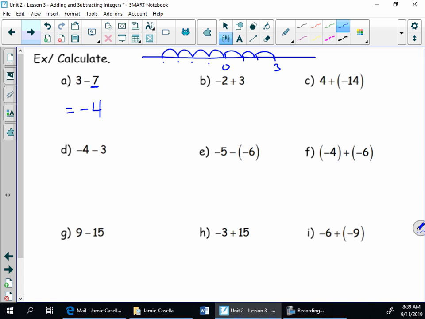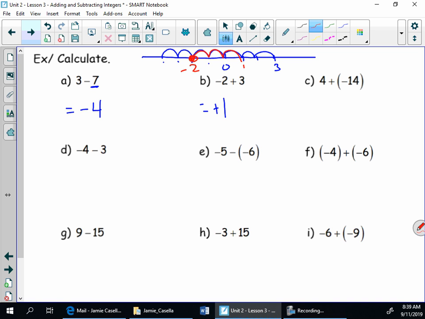And let's try B here. Negative 2 plus 3. I got a negative and a positive. 3 is bigger, so it's going to be a positive answer. And how far apart are 2 and 3? 1 spot. On my number line, negative 2 is right there. And I'm going to add this time, so 1, 2, 3 gets me to positive 1. Same answer.